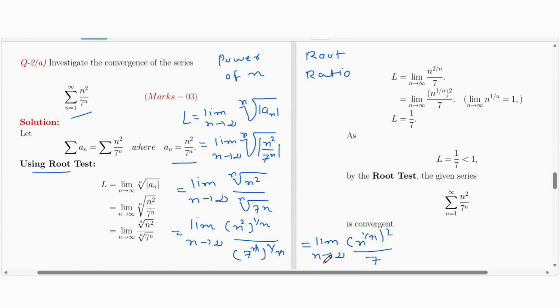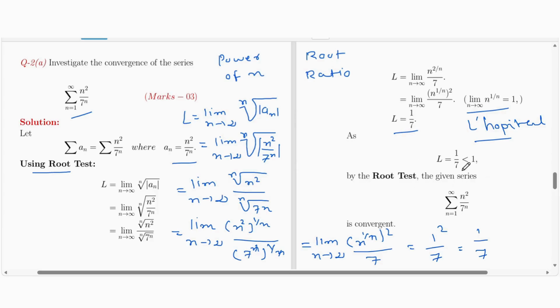Now here apply the limit. So here we use one property: limit n tends to infinity n raised to 1 upon n is equal to 1. You can find this limit using L'Hopital's rule. You can check this limit by L'Hopital's rule, but here you only have to remember this. So now limit n tends to infinity n raised to 1 by n, put 1. So we have 1 square upon 7, which is 1 upon 7. The answer is 1 upon 7.